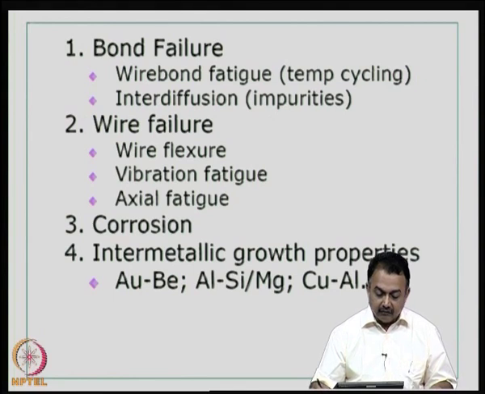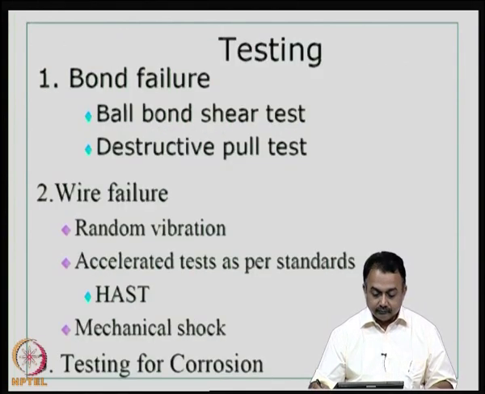Wire failure, wire flexure, vibration fatigue and eggshell fatigue, that depends on the application. Then there is corrosion from the materials that are used and the harmful effects of the intermetallic growth materials that have been formed. So, basically you have to do testing, the ball bond shear test or the destructive pull test after the bond has been formed, and other mechanisms like a random vibration test, because wire bonds are subject to failure during vibration.